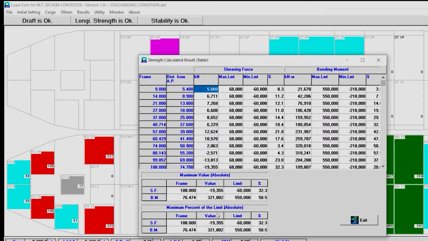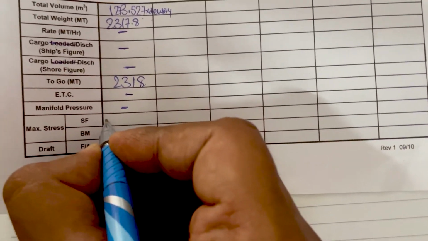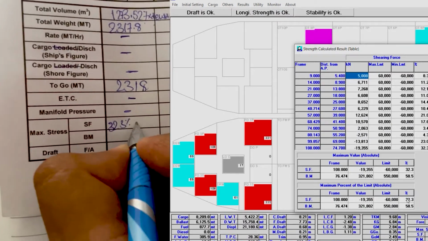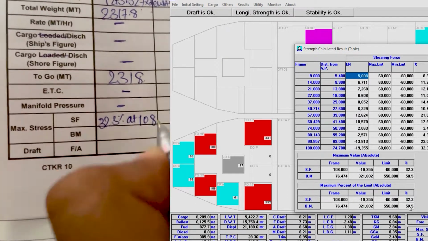table, and here you can see this is SF at frame number 108, 32.3%, and BM is 76.47 at 58.7%. So what we normally write is SF, I would write down 32.3% at frame number 108. So I will write 108.